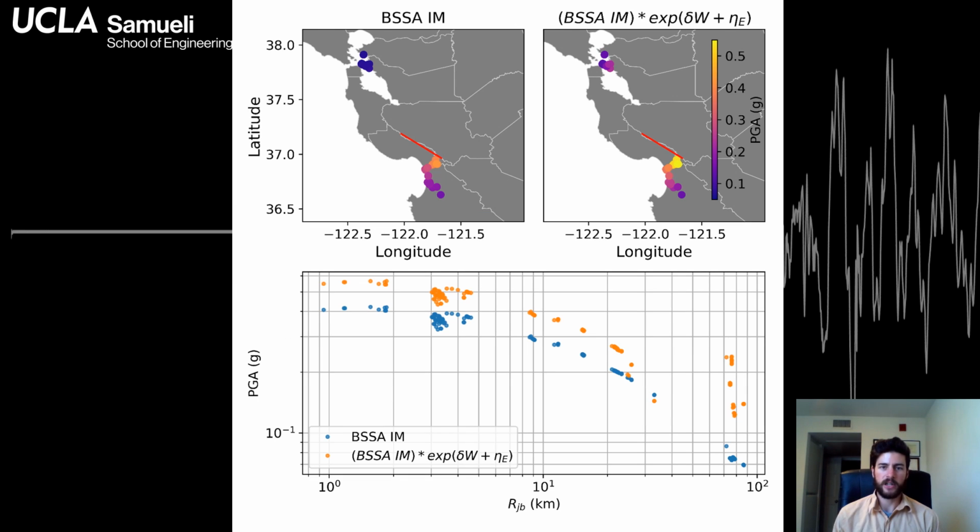Then at each of those locations, we can compute that same BSSA intensity measure estimate, and taking the Krig's residual interpolation, we can adjust that intensity measure to what is shown on the right in those heat maps. The color scale is the same on both the left and the right. On the bottom, you can see as a function of distance how the PGA changes.